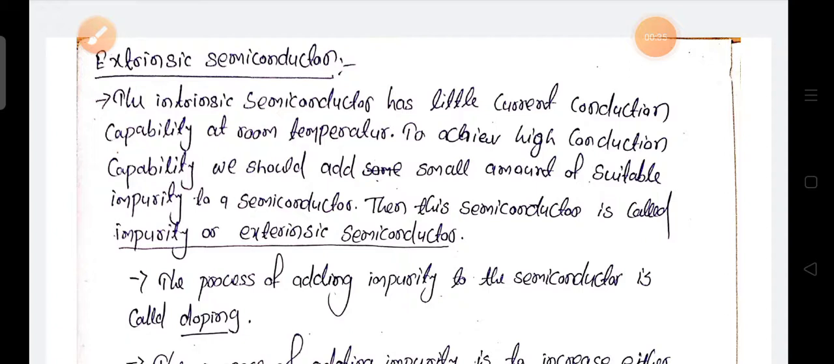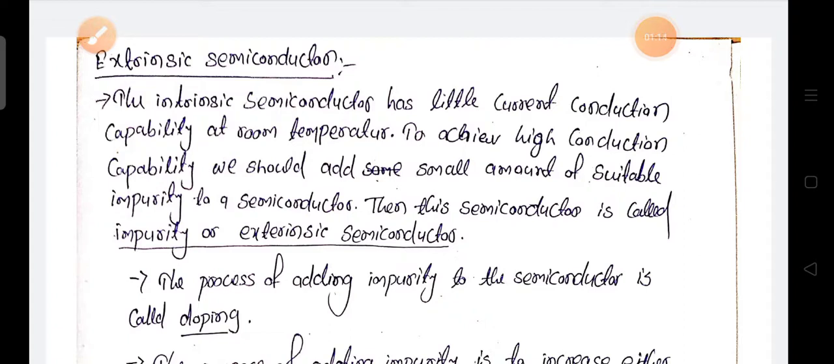We also see the process of current flowing through the intrinsic semiconductor. In today's class we discuss extrinsic semiconductor. Sorry, what is extrinsic semiconductor? You know about intrinsic semiconductor.